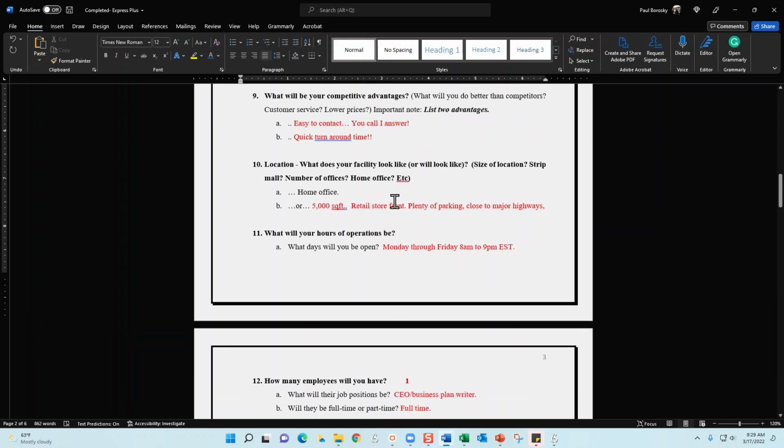Location, again, for this location right here, if it's a home office, tell me if it's a home office. If it's a retail location, well, tell me the square footage. Tell me why you want to go ahead and choose this location. If it's a restaurant, how many tables are you going to have? If it's an office, how many different offices are you going to have within your area? If it's a car dealership, how big is your lot going to be, acreage-wise? So whatever your location is, just give me some important details about it, as to why you selected it.